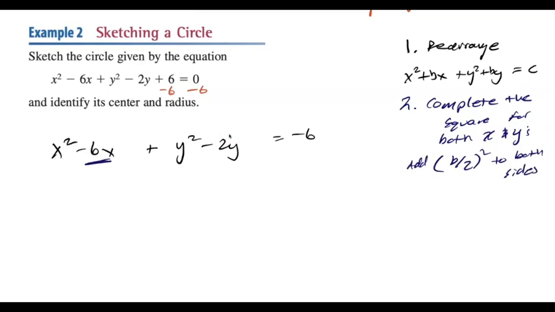Here, -6, that's my b. -6 divided by 2 squared is -3 squared, which is 9. We're going to add 9 here. We'll also add 9 here.